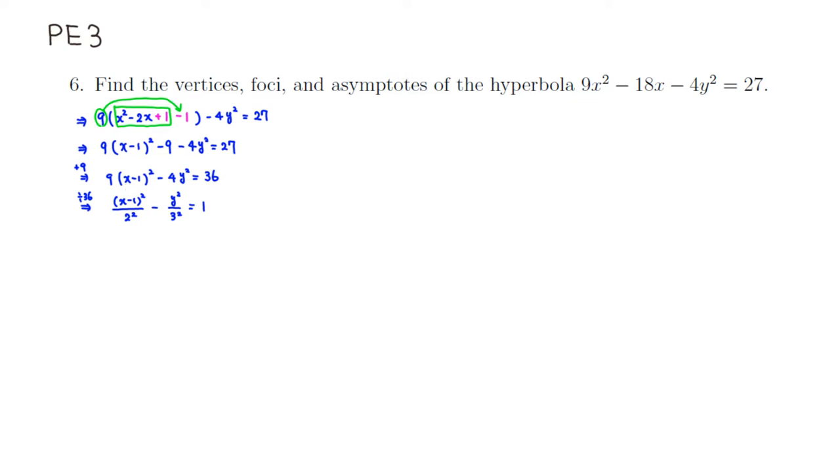Before we do this one, let's look at the more basic one without the shifting. Let's pretend that there's no shifting. So here is x squared over 2 squared minus y squared over 3 squared is equal to 1. Let's find the vertices, foci, and asymptotes for this one.